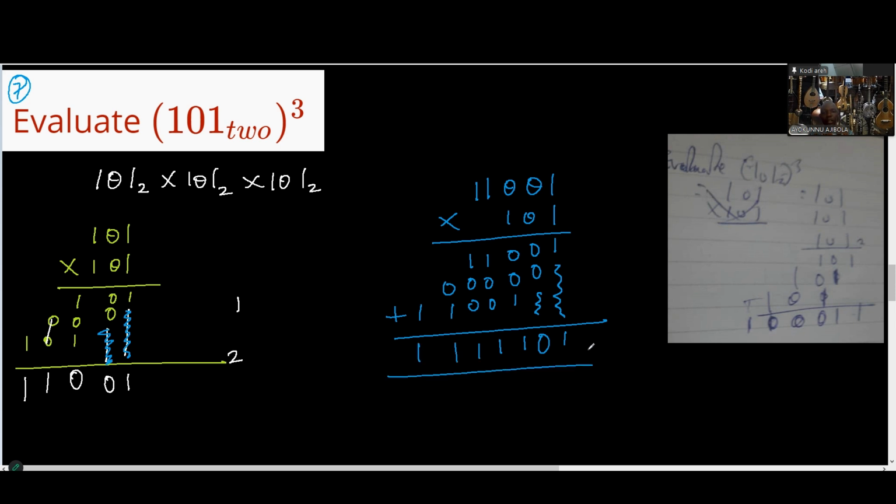So finally, we have this in base 2 rather than base 3. So that means we're saying that 101 base 2 raised to power 3 gives us 1, 1, 1, 1, 1. How many? 1, 2, 3, 4, 5. Is that clear to you? Okay. Let me give you some time to write it down.